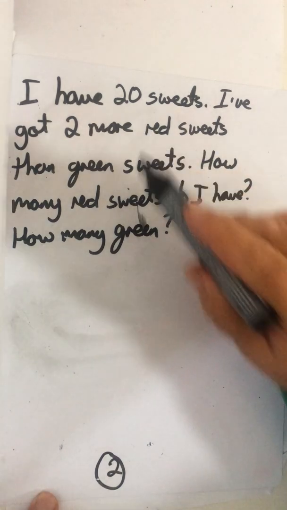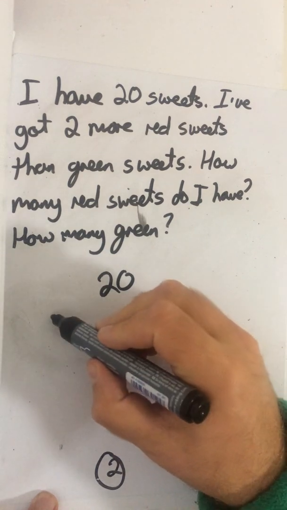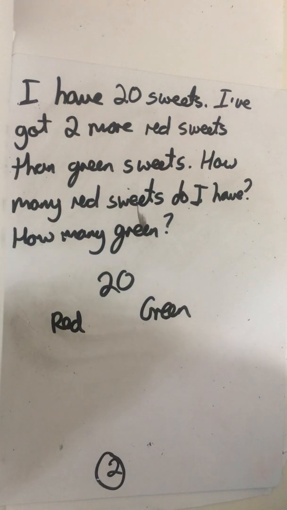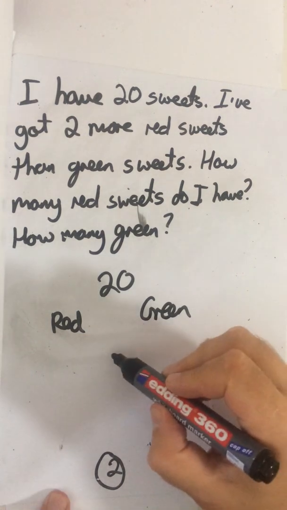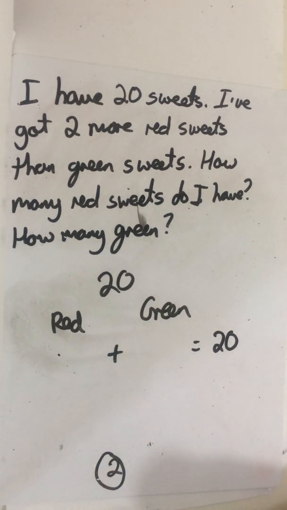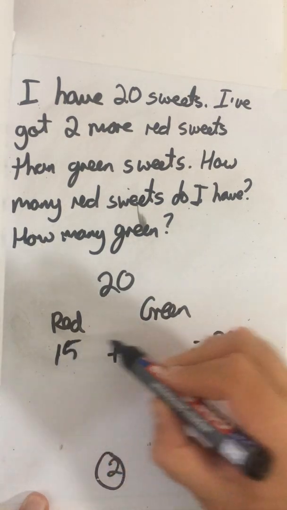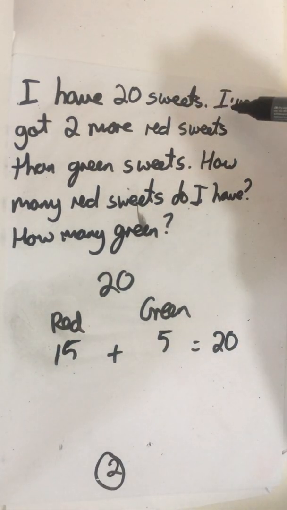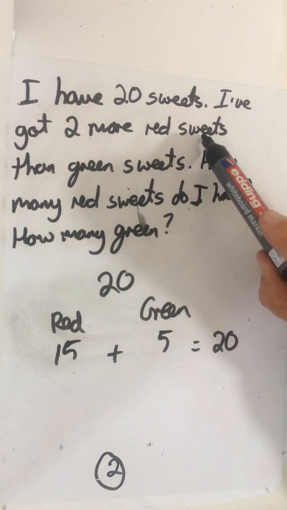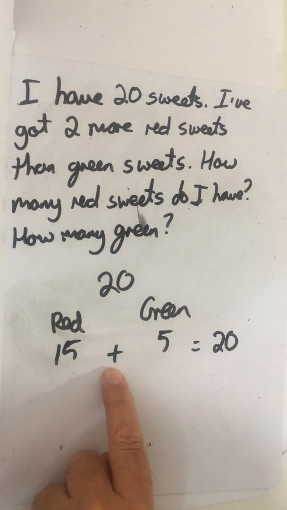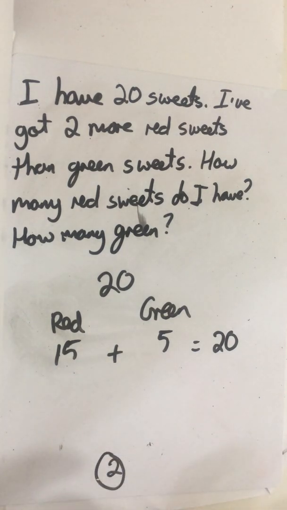Right, let's have a little look. So I've got 20 sweets, and some of those are red, and some of those are green, aren't they? Now I've got 20 in total. So I know that my red sweets plus my green sweets will equal 20, won't they? So I could have perhaps 15 red sweets and 5 green. Okay. Would that work out though? I've only got 2 more red sweets than green sweets. So that wouldn't work out, because this would tell me I've got 10 more red sweets.